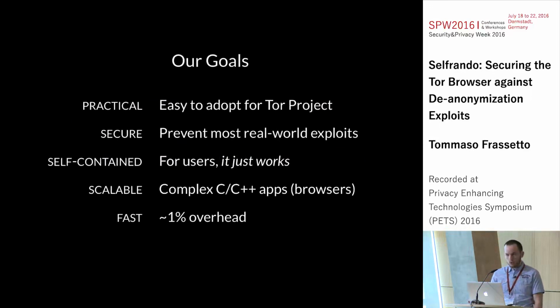Our first goal was to be easy to adopt for the Tor project and also other developers. We want our defense to be secure, and this means to prevent most real-world attacks. We want it to be very easy for users to run a program that uses our defense. This means just download it and launch it without any system configuration. We want it to be compatible with large and complex C, C++ applications like a browser. And we wanted it to be fast with a target of about 1% overhead.